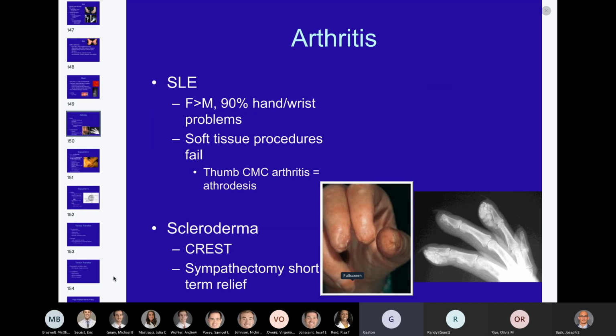The x-ray on the right was tested in the past. What's the diagnosis? Remember, scleroderma can be associated with CREST syndrome, which is calcinosis, and that's what that calcinosis is. Sympathectomy can provide some short-term relief. Next slide.